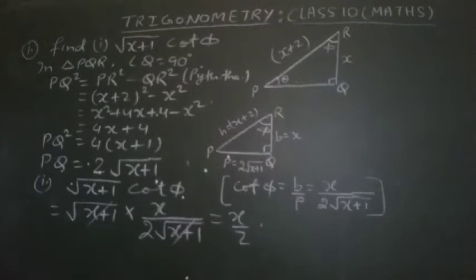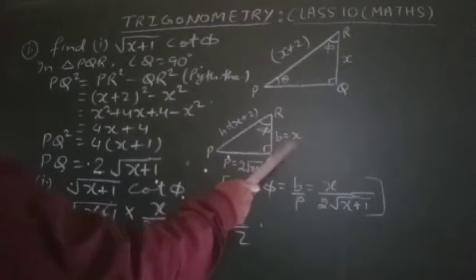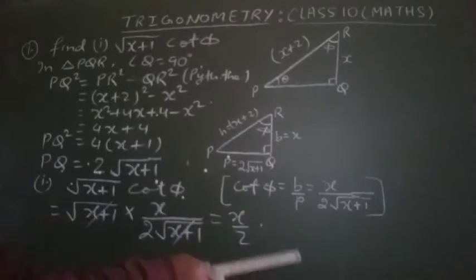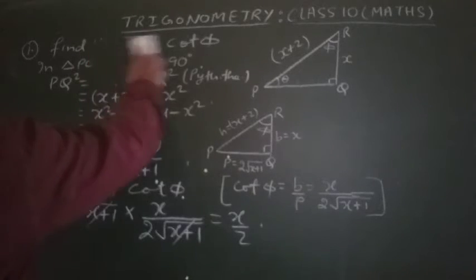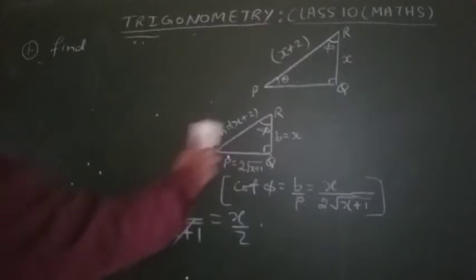We have to find the value of under root x plus 1 cot phi. The under root x plus 1 is the same, and cot phi value is b by p, where b value is x and p value is 2 under root x plus 1. So this is the value of cot phi. If I put here x by 2 into under root x plus 1, they will cancel and the remaining answer is x plus 2. Now, the second question of the same topic I am going to discuss here.